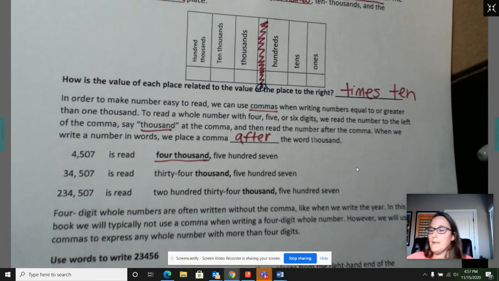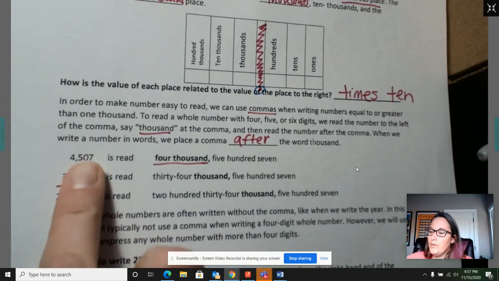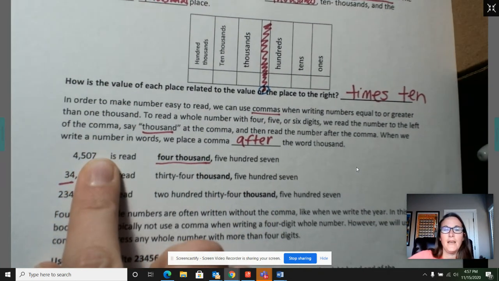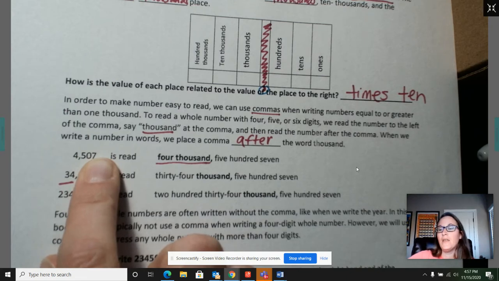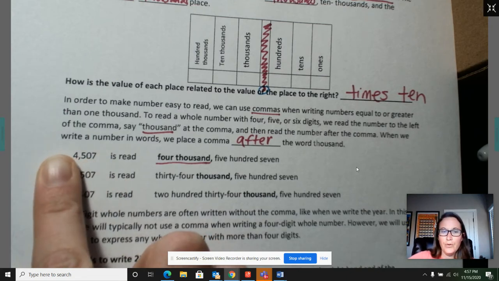Now I'm going to put my finger on this side because it's the first comma. So I'm just going to read this number like normal. If you saw a 3 and a 4 side by side like that, how would you say that? 34. And then since there's a comma, we're going to say 1,000. So 34,507.